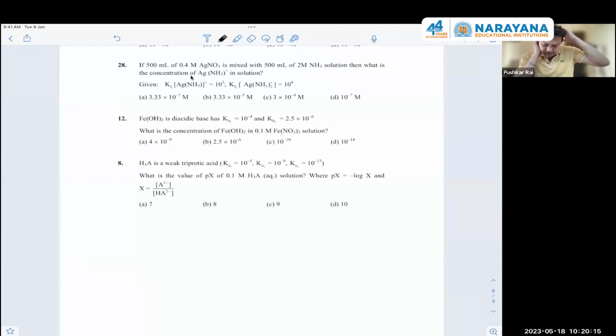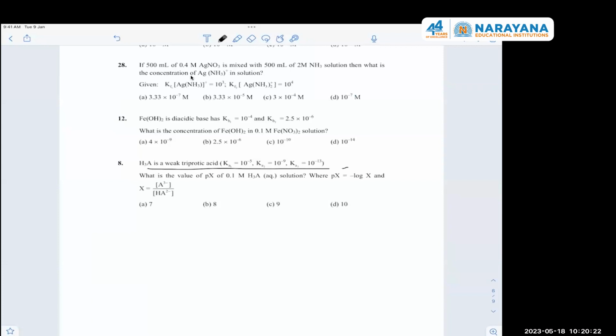And the third one is, I think, quite easy. You can do it on your own. S3 is a weak triprotic. Yes, sir, I got it. Got it? Yeah.